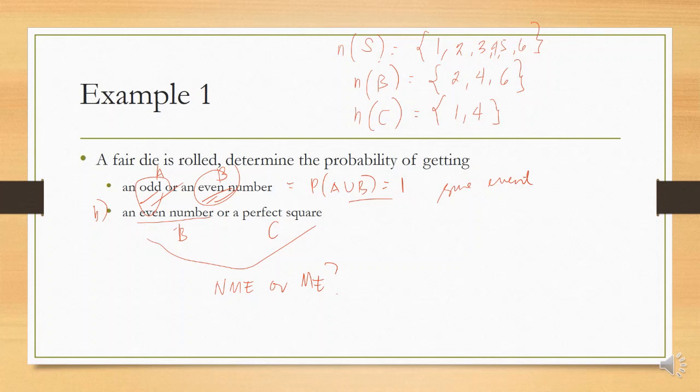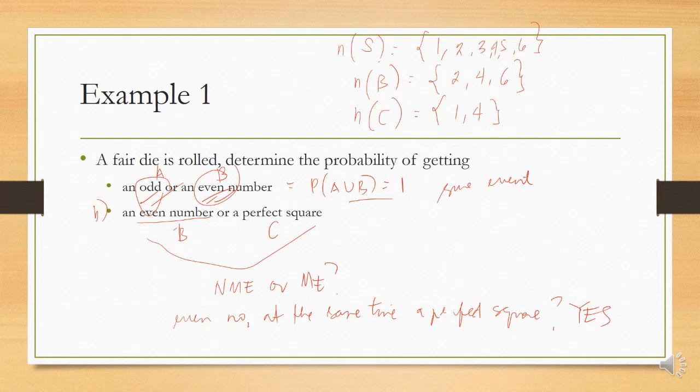Now, the question is again, are these non-mutually exclusive events or mutually exclusive? When you throw a die, can a number appear that is an even number and at the same time a perfect square? Is there a number on the die that is an even number and at the same time a perfect square? The answer is yes.